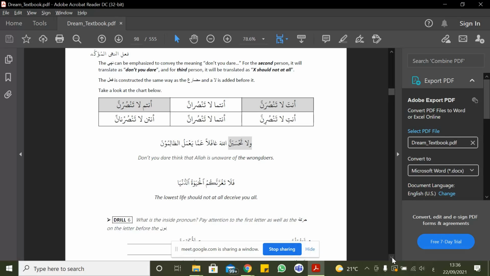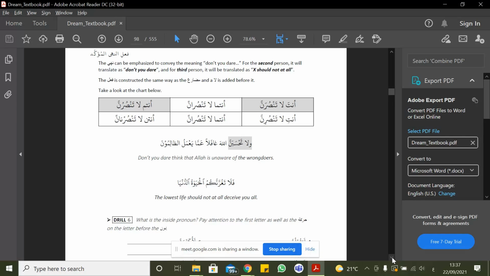How would I say that? Sometimes we have abnormal and complex sentence structure. Sometimes our maf'ul is a jumla. When we did the jumla fi'liya last Thursday, we said that our maf'ul can also be a sentence. So here, Allahu ghafilun is a jumla ismiya, which is the maf'ul of tahsabanna.